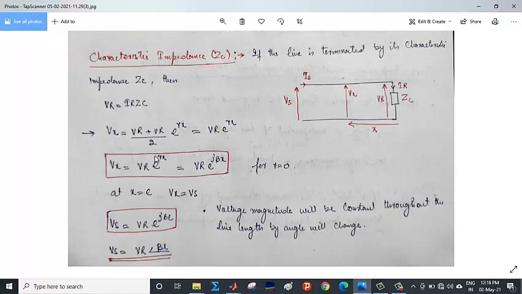Same will be the case of the current. Current will also be equal to Is is equal to IR e raised power j beta x, and Is is equal to IR at an angle of beta L. That means the voltage magnitude will be constant throughout the line length. It will not change. It will only change by angle, that is angle of this. Same is the case with the current. The current magnitude from sending end to receiving end will not change. It will remain the same. Only angle will definitely change. So this is in the case when we are terminating the transmission line by its characteristic impedance.